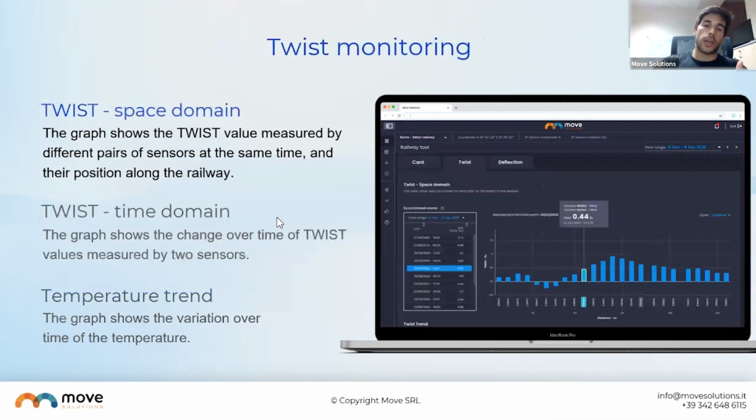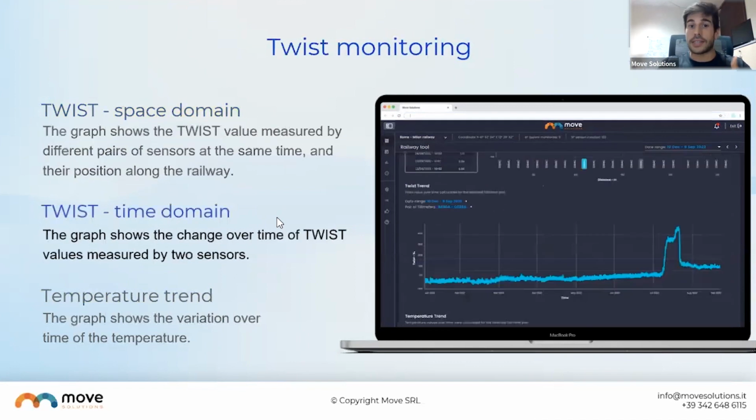When it comes to the twist, it's basically the same thing. The approach is the same. We provide a graph where we show the distribution of twist in the space domain, along the tracks, just to locate the areas where the twist is higher, and so maybe the areas where it's worth expanding the analysis and looking at the twist in the time domain for that specific sensor.